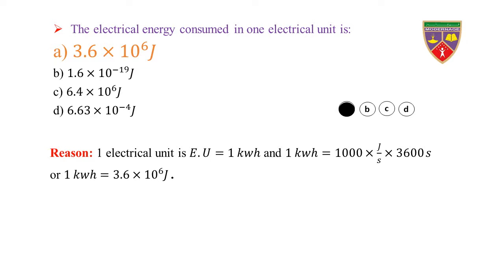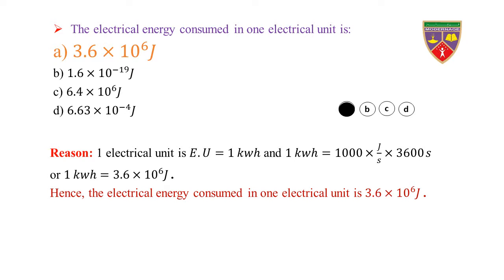Reason: one electrical unit, EU, is equal to 1 kilowatt hour, and 1 kilowatt hour is equal to 1000 joules per second into 3600 seconds, or 1 kilowatt hour is equal to 3.6 into 10 power 6 joules. Hence, the electrical energy consumed in one electrical unit is 3.6 into 10 power 6 joules.